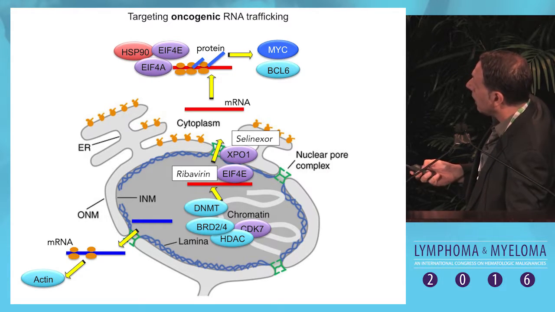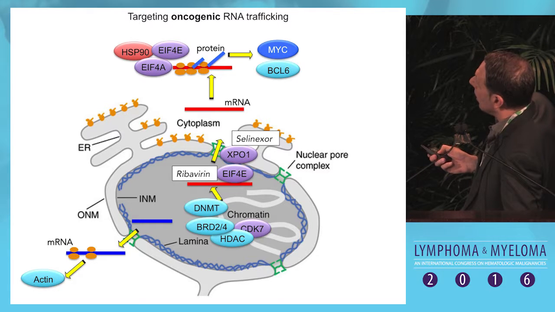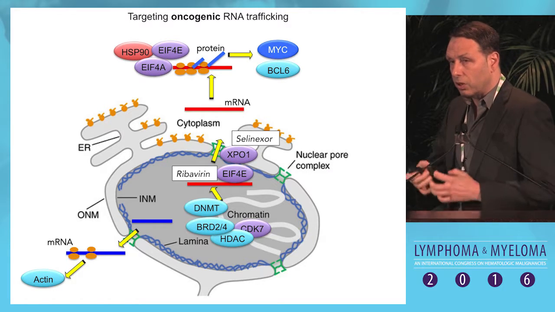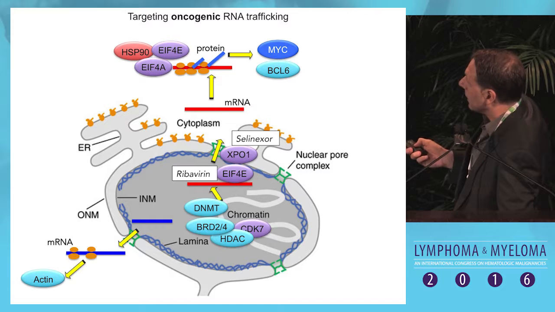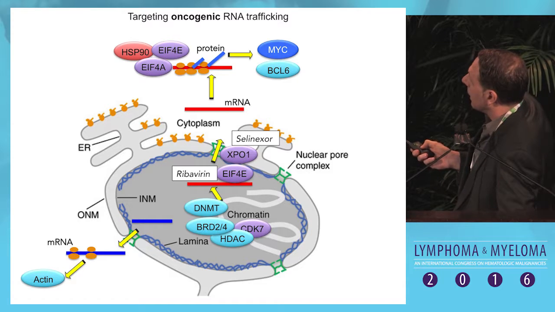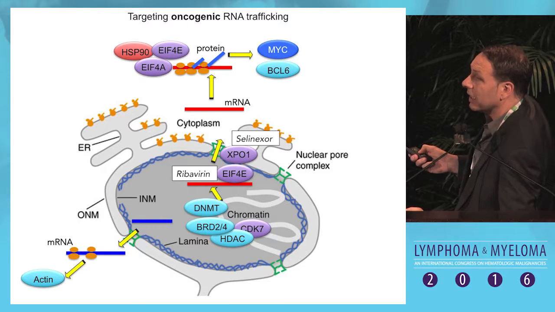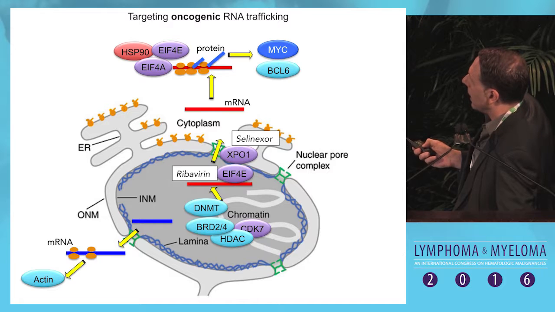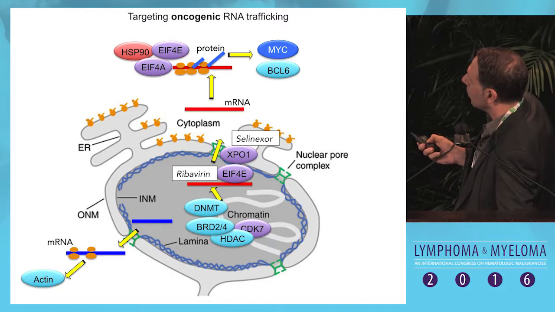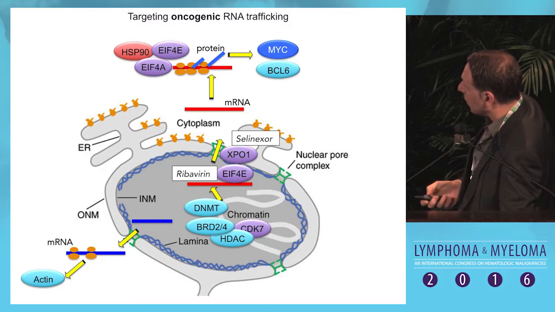as well. We are specifically interested in how oncogenic RNAs are transported into the cytoplasm. They use a nuclear pore that is very particular because it has a very particular composition of proteins, and these proteins can be targeted. So we are studying how we can target the nuclear export of oncogenes by ribavirin, which is an antiviral drug that is repurposed as an EIF4E inhibitor, and also selinexor or leptomycin, which are inhibitors of XPO1, the exporting protein that makes these RNAs be exported from the nucleus.